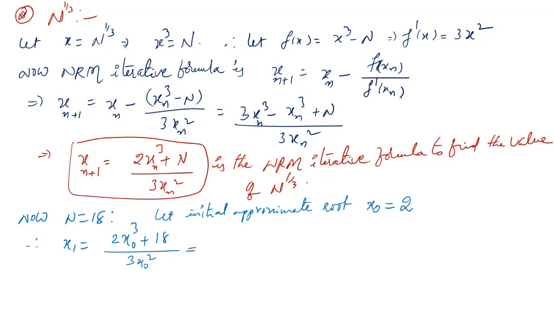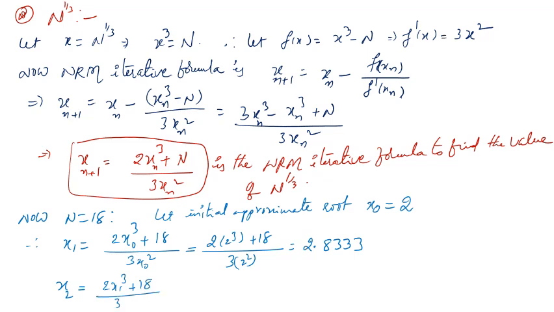So for this, if I substitute 2 cube plus 18 by 3 into 2 square, totally it is 2.8333. And next x2 equal to 2x1 cube plus 18 by 3x1 square. Now we got the x1 value, substitute that x1 value here. So this value is 2.6363.